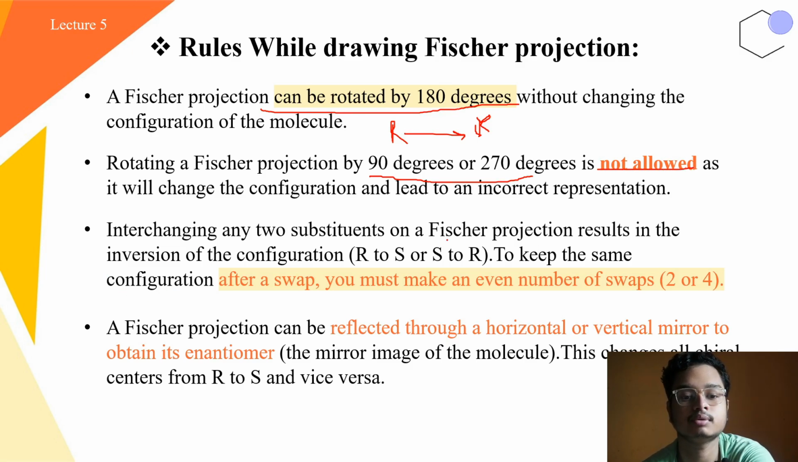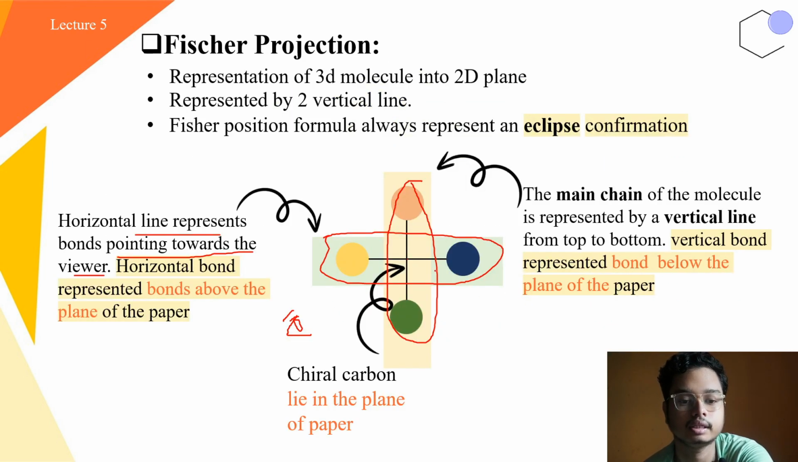And also interchange of two substituents represents an interconversion of the configuration. So to keep the same configuration, you must make an even number of swaps. Okay, that means if you change these particular groups, like here to here, then you have to change these as well. If you change only one pair of groups, then it will change the configuration of the overall molecule. So you will go for an even number of swaps.